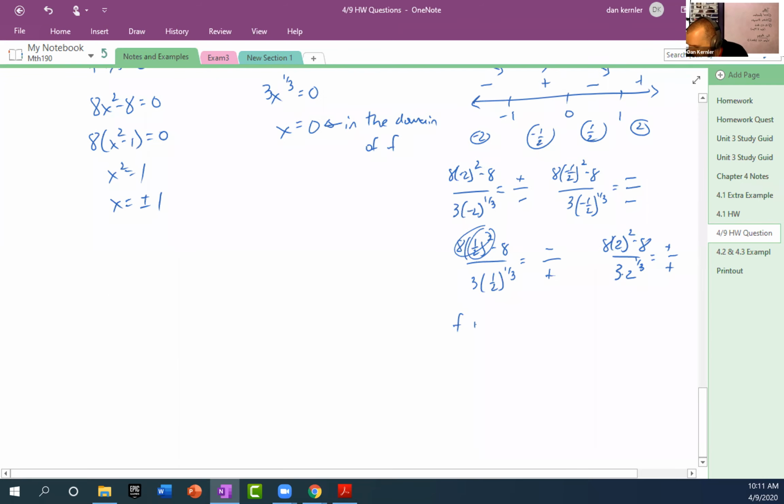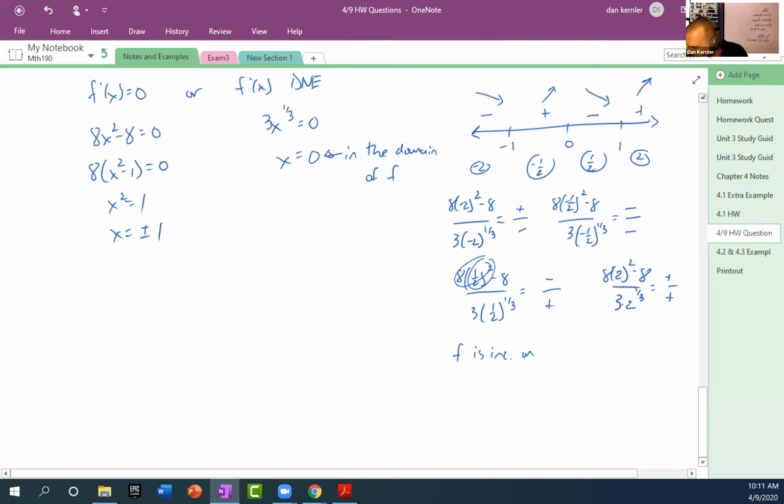So we'll say f is increasing on the intervals from negative infinity to negative 1. You can even say union. Wait, no, it's not increasing there. I cut my table off. There we go. Increasing on the interval negative 1 to 0 and 1 to infinity, and decreasing on the interval negative infinity to negative 1 and 0 to 1. So you do want to state the intervals.